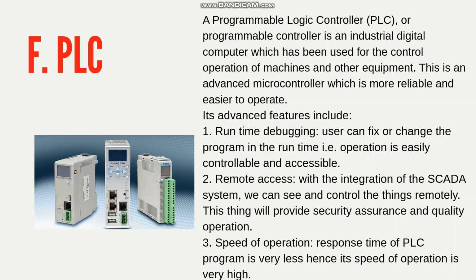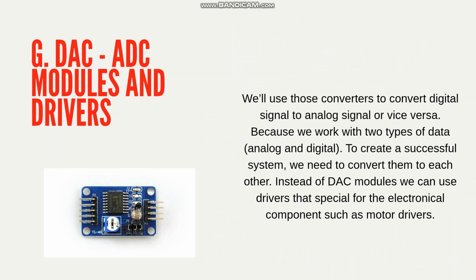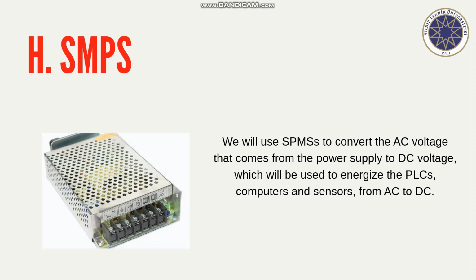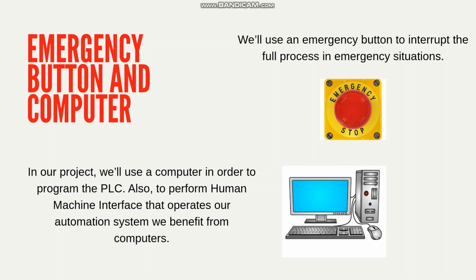PLC is an industrial digital computer and it has advantages. The user can fix or change the program in runtime. We can control things remotely with the integration of SCADA, and the response time of the PLC is very short. Converters: we will use those converters to convert digital to analog signals or vice versa. Switching mode power supply: we will use it to convert the AC voltage that comes from the power supply to DC voltage. An emergency button: we will use it to interrupt the full process in an emergency situation. And a computer: we will use it in order to program the PLC and to perform the human machine interface.